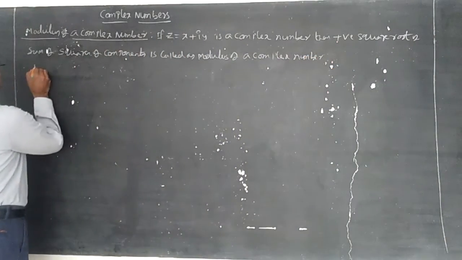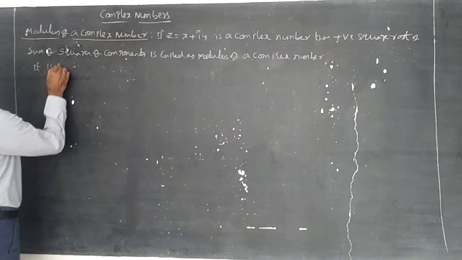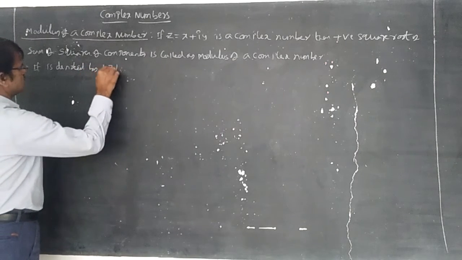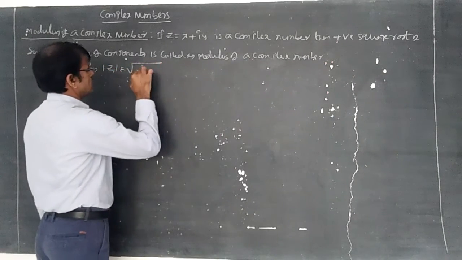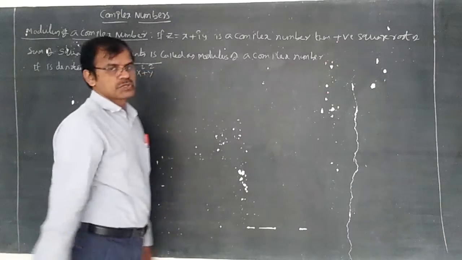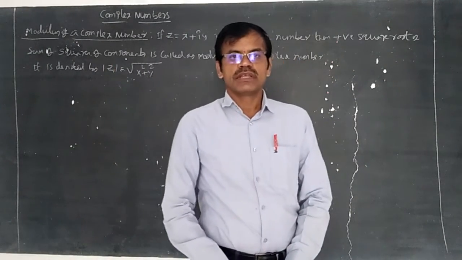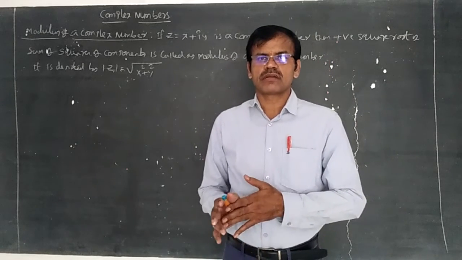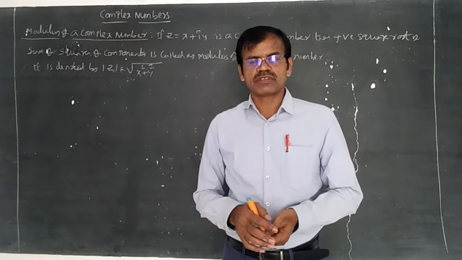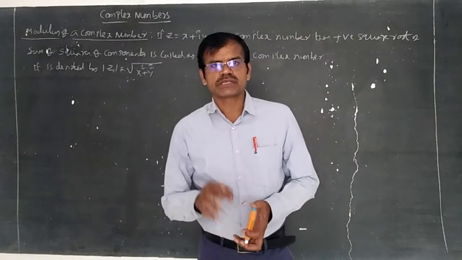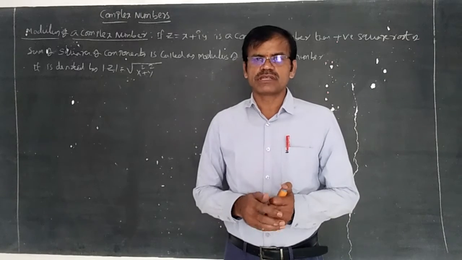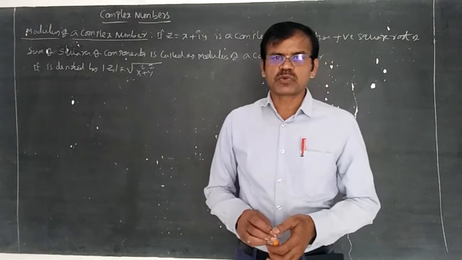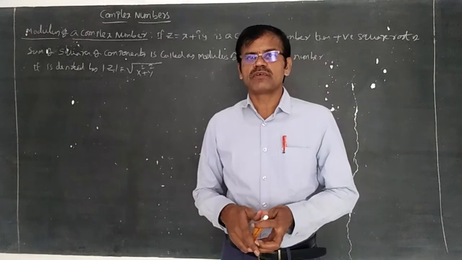It is denoted by mod z is equal to root of x square plus y square. Component means, in the concept of vector, r bar is equal to x i bar plus y j bar plus z k bar. R bar is a position vector with respect to origin. X is a component of i bar, y is a component of j bar and z is a component of k bar. Root of component squares means x square plus y square plus z square, already we have learnt.